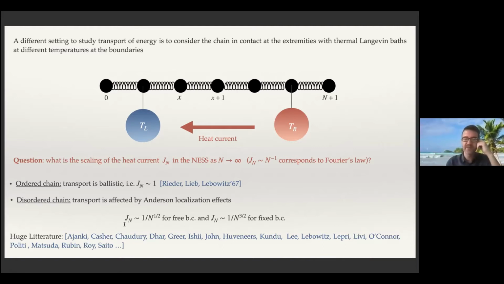Consequently, you have a very high sensitivity to boundary conditions, and in particular you get the following scaling. J_n is 1 over square root of n for free boundary conditions, and J_n is 1 over n^(3/2) for fixed boundary conditions. In the free case you have a superdiffusive behavior, because if you multiply by n, it is of order square root of n. But in the fixed case, if you multiply by n, it is 1 over square root of n, so it goes to 0, and you don't have any transport of energy. So it is very sensitive to the boundary condition.